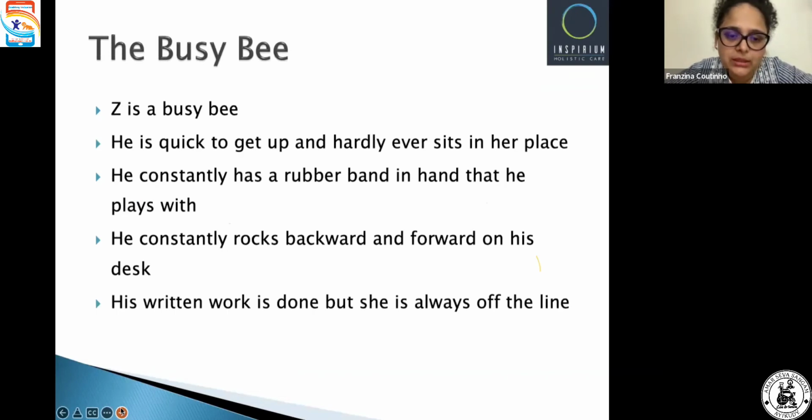Okay. Now let's go to Z. He gets up, hardly ever sits in his place. So what do you think? That is because of what seeking? What type of sensory seeking is this? Correct, vestibular. Constantly playing with a rubber band. What is that?